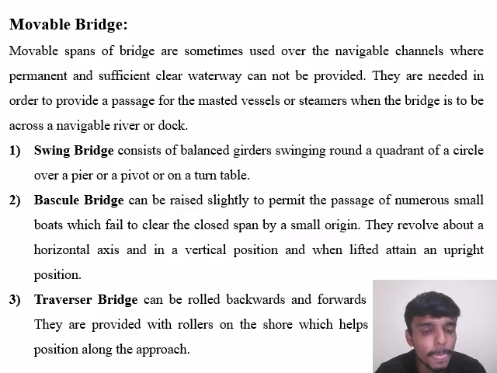In this type, the bridges are moved or rotated in the vertical direction, so that the waterways can be cleared for boats or vessels to use the waterway. So to clear the waterway, the bridge can be moved or rotated. In this type of bridges there are three more classifications: swing bridge, bascule bridge, and traverse bridge.